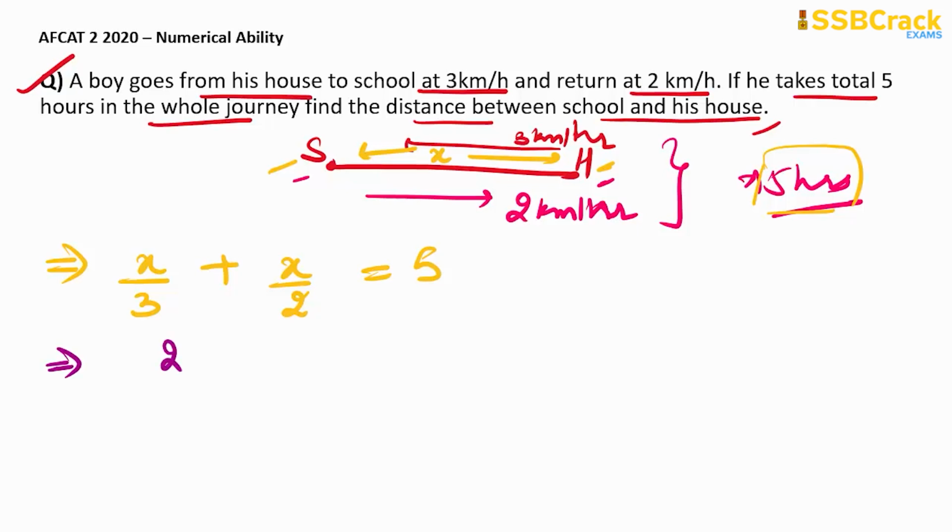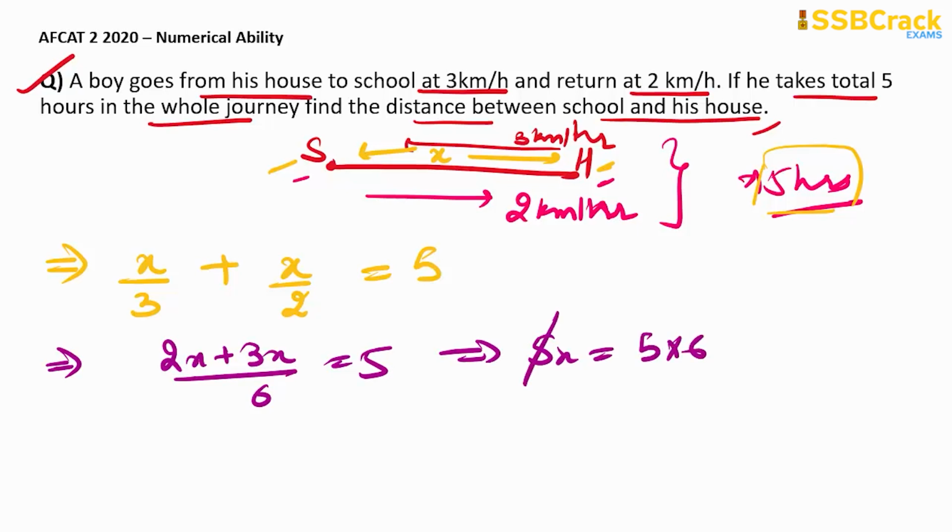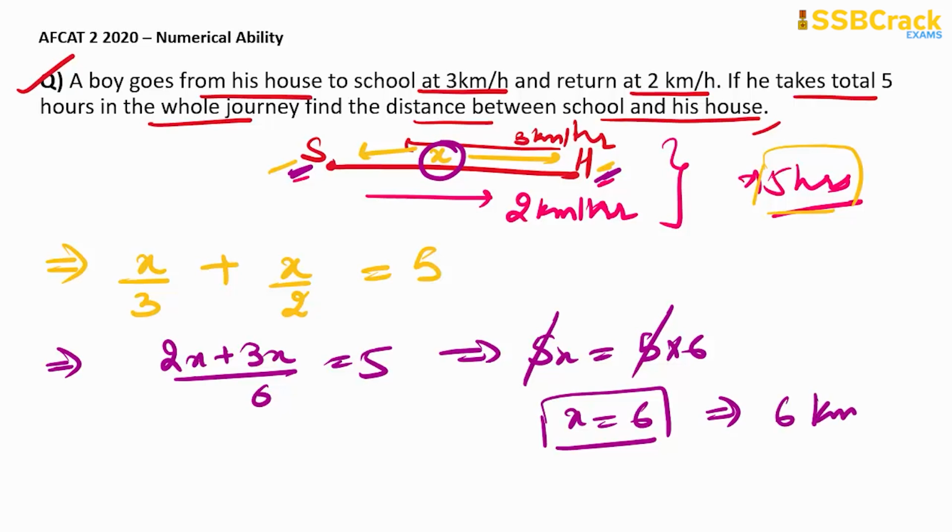So it will be 2x plus 3x divided by 6 is equal to 5. This implies 5x is equal to 5 into 6. This 5 cancels this 5, so x is equal to 6. So we were required to find the distance between school and the house, and we let it be x kilometers. So here the distance is 6 kilometers. So the answer for this question should be 6, right? Now coming on to the next question.